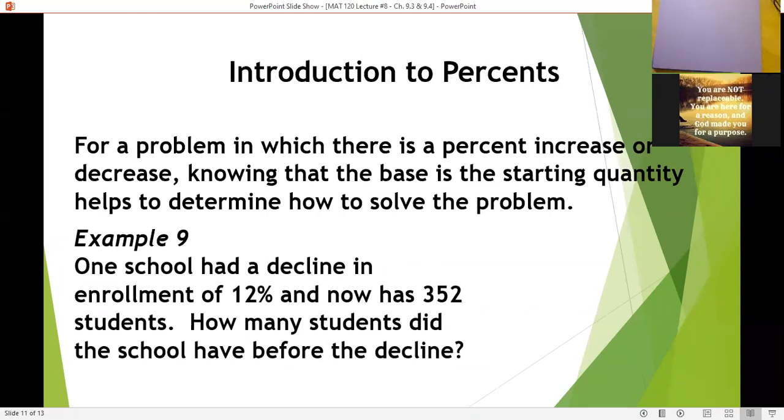I would use a strip diagram in this case like this. 100% is always in the top corner there. And we're telling you that 12% has decreased, right? So if 12% has decreased, then I guess that means this is 88% here, right? I'll put a little note, 12% decrease. And that amount is 352.